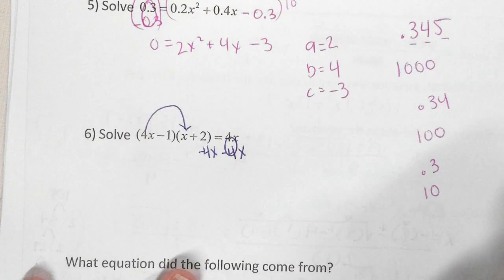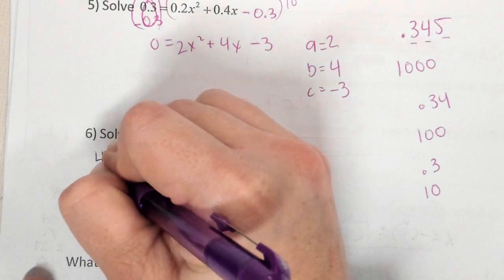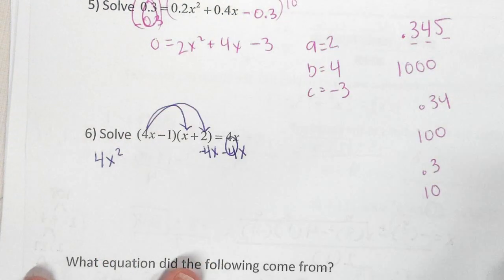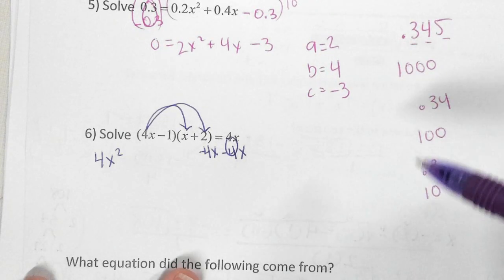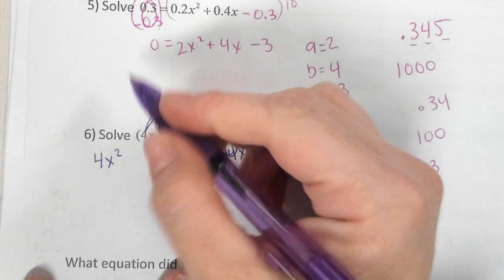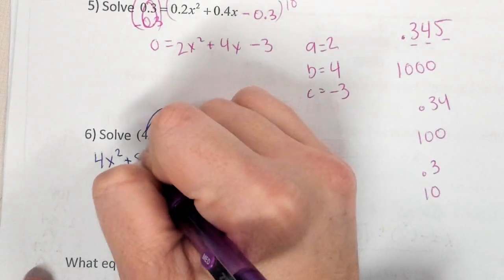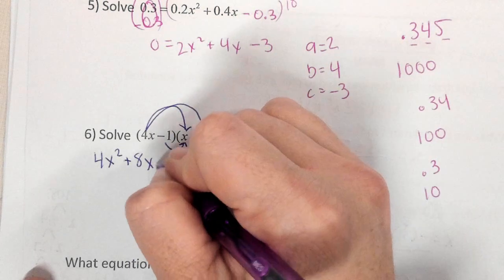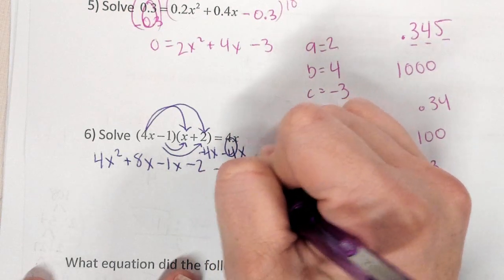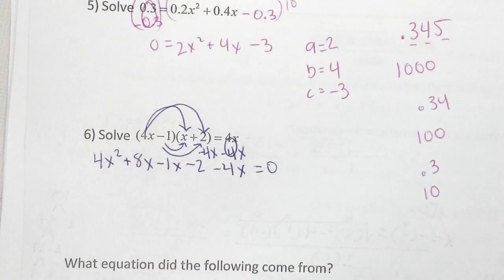4x times x is 4x squared because of x twice. But what's the answer? For which one? I told you we're not going all the way to the answer. We're just talking about how to find A, B, and C because you would plug it into the exact same formula and do all the exact same things, so we're not going to go all the way. Okay. Plus 8x minus 1x minus 2, and I'm going to bring down my minus 4x and my equals 0. It looks terrible, but what do I do now?